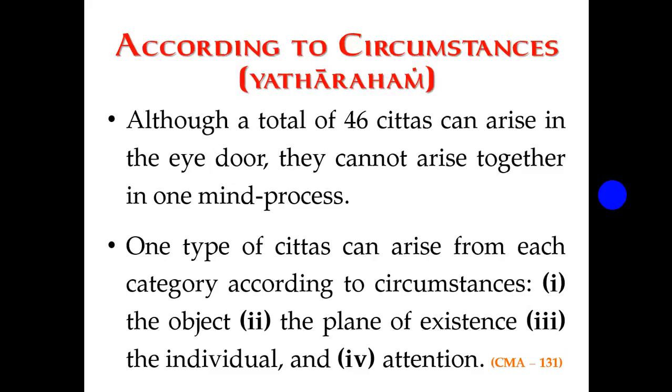From each category means, when we talk about five-door adverting, we have only one, right? Second is seeing consciousness. We have 2 types of seeing consciousness, and only one of the 2 can arise. If you see an unpleasant object, it is seeing consciousness as a result of unwholesome deed. When you see wholesome things with your own eye, that will be as a result of wholesome deed. Only one citta can arise from that category.